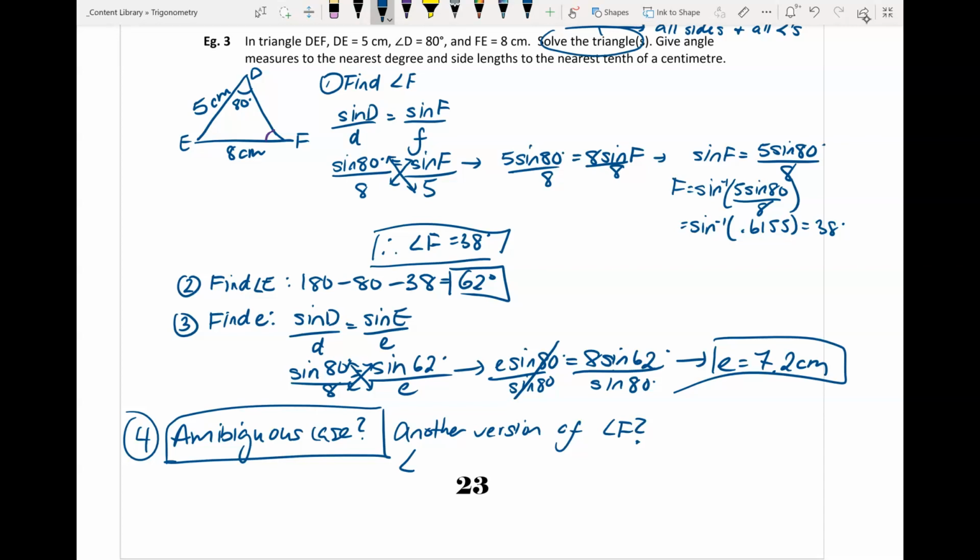So to find another version of angle F, I'm going to look for an angle in quadrant 2 because I know sine is positive in quadrant 2. And we'd usually find an angle in quadrant 2 by taking 180 minus that angle. And that angle that we're using is from the first angle F we found. And that's 142 degrees. So again, to find a possible second angle, we're looking for an angle in quadrant 2. And 142 is an angle in quadrant 2.